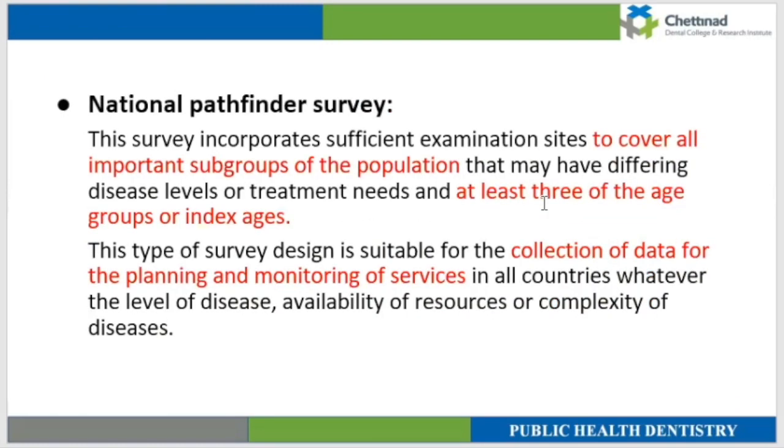Next one is the National Pathfinder Survey. This survey mainly incorporates sufficient examination sites. Here, we mainly cover all important subgroups of the population, which may have differing disease levels or treatment needs. There are at least 3 index age groups. This type of survey design is mainly suitable for collecting data for planning and monitoring of services in all countries, depending on the level of disease, availability of resources, or complexity of disease.